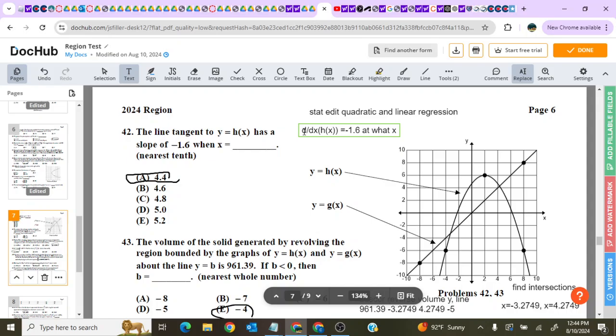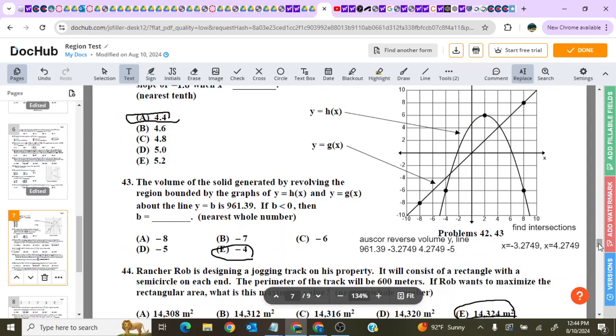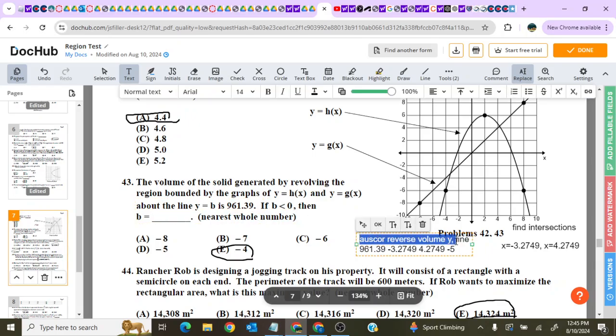And that happens at x equals 4.4. Now you'll need to do the same thing for the second graph. Solid revolution gets you 961.39. If b is less than 0, then what is b? We have a program for this as well: the auxiliary reverse volume with y.